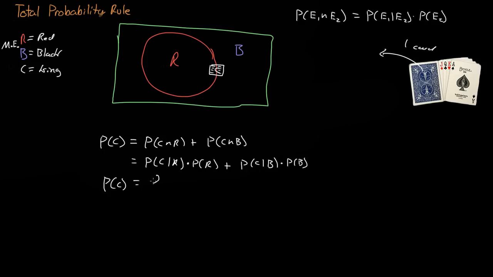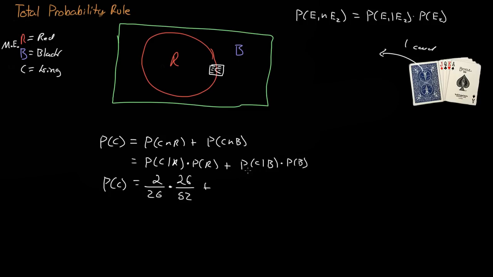Well, there are 2 red kings out of the 26 red cards. So we know we had a red card. This statement is saying that we got a red card, and it's just asking what's the probability of it being a king. Now we multiply that by the probability of getting a red card. Well, there are 26 red cards out of 52 cards.